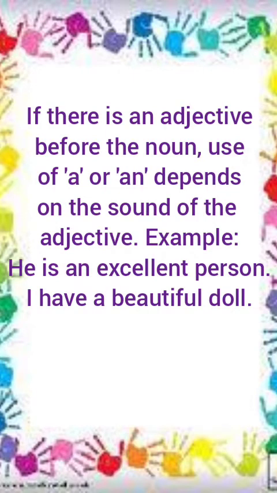Next, if there is an adjective before the noun, the use of a or an depends on the sound of the adjective. For example, he is an excellent person. Here, according to the adjective excellent, we have used an. I have a beautiful doll. So the adjective is beautiful and we have used a before this.